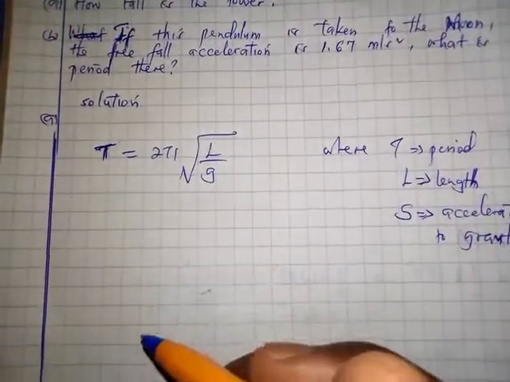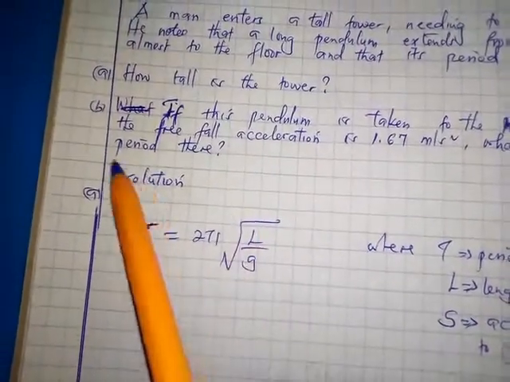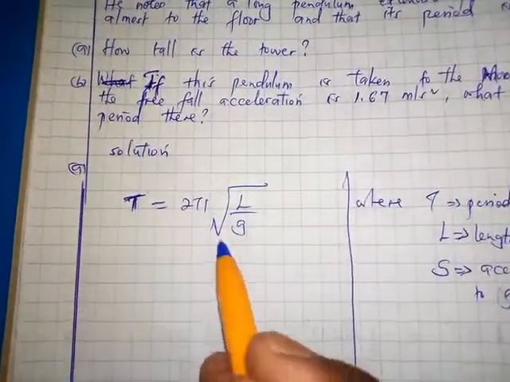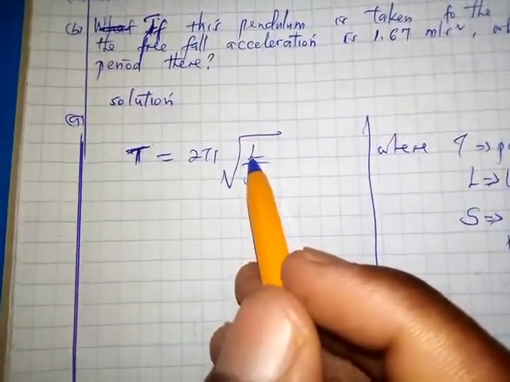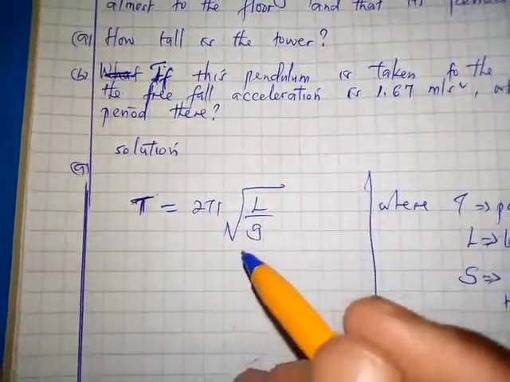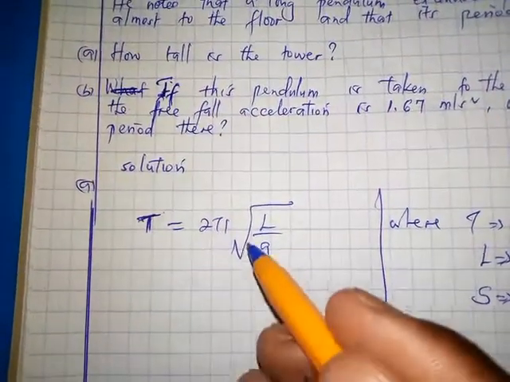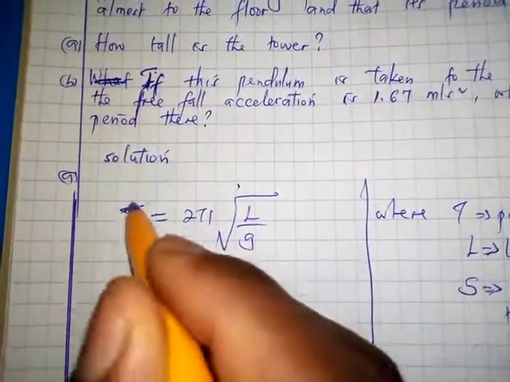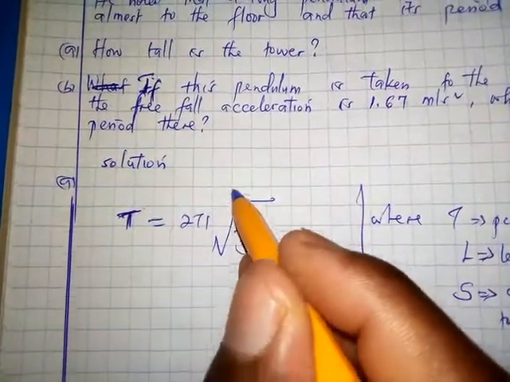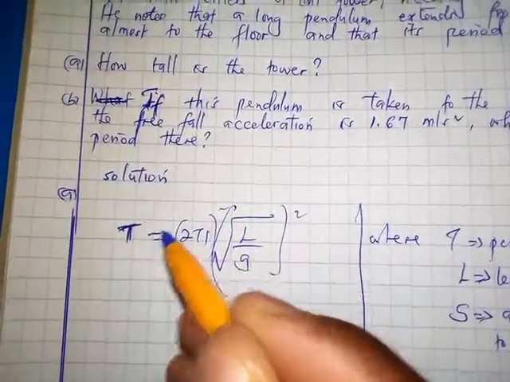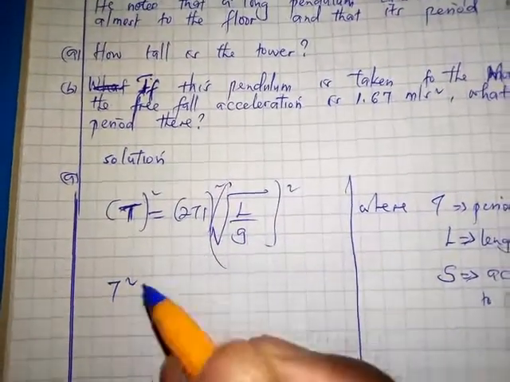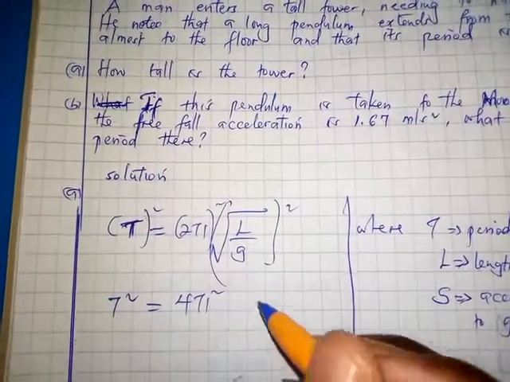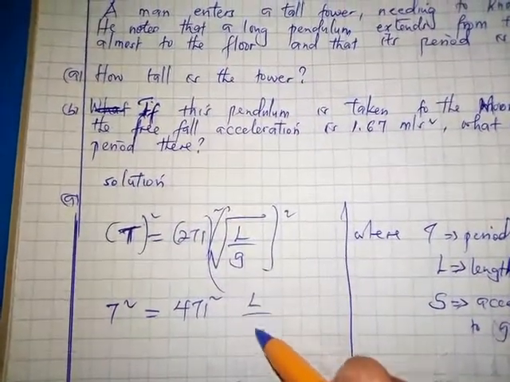So from the question, you have been asked to find how tall the tower is. So we have to find L. The first step is to make L the subject of the formula. So we square everything so that we get rid of the square root, so that we have T squared is equal to 4π² times L over g.